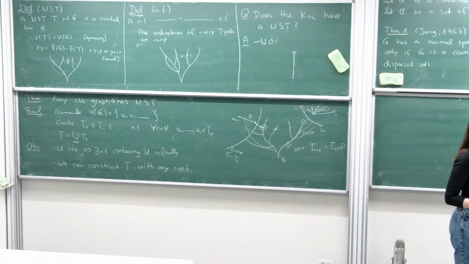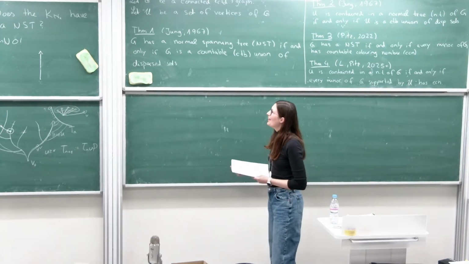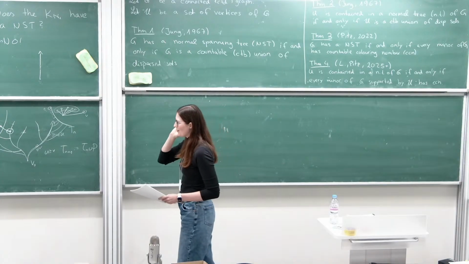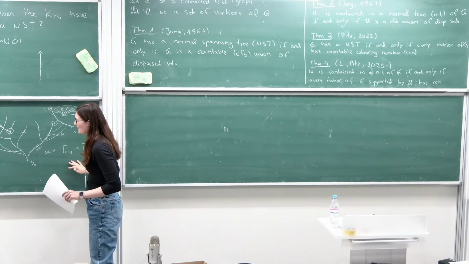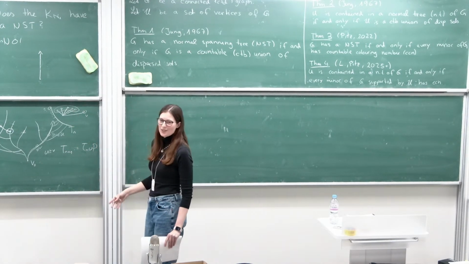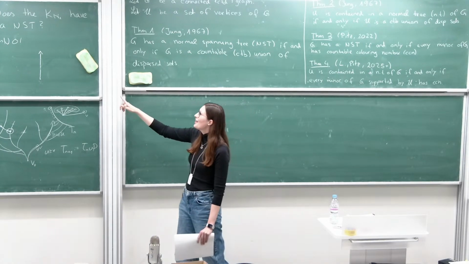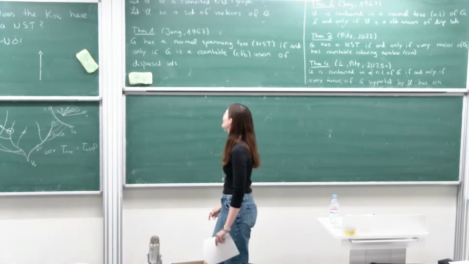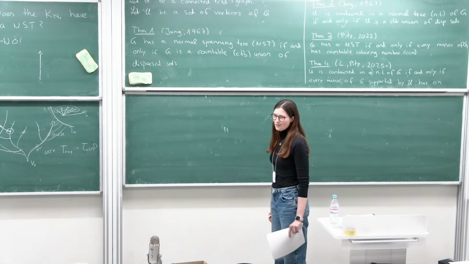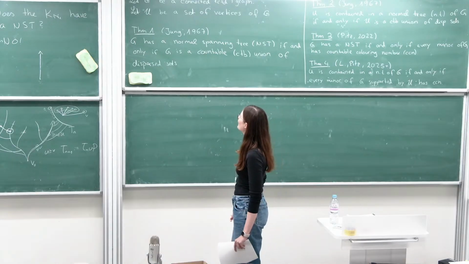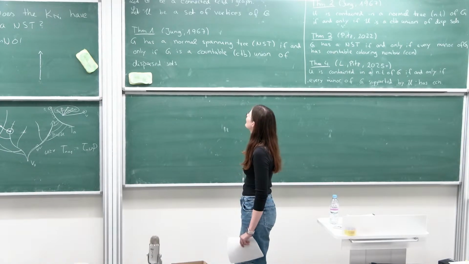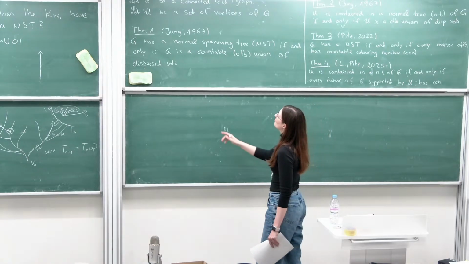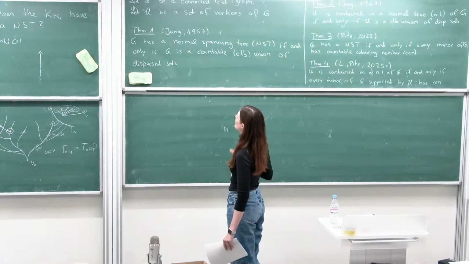Okay, so now let's consider our theorems here. I think we are ready to get a bit more into it. These are two easy theorems, but I would like to show you that there are also uncountable graphs that still have a normal spanning tree. So this is why we are going to consider the following theorems. Let's start with theorem 1. This is a theorem from Jung. A connected graph G has a normal spanning tree if and only if G is a countable union of dispersed sets.